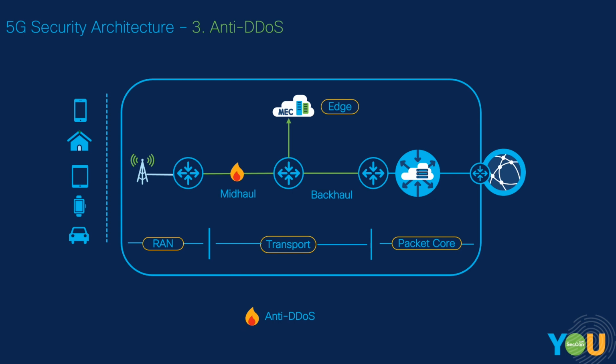The final one is anti-DDoS, and this is the most recommended one as well, where you have dedicated resources, dedicated devices on different parts of the network to protect from DDoS attacks. So you want to protect your edge data centers, you put your DDoS protection on the mid haul; you want to protect your core, you put it on the back haul; and you want to protect the internet, your reputation, you put it on the link towards the internet, which is the N6 interface in case of 5G.